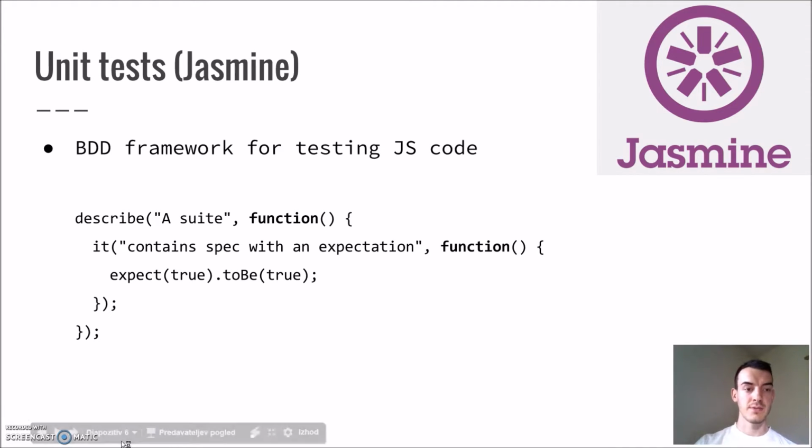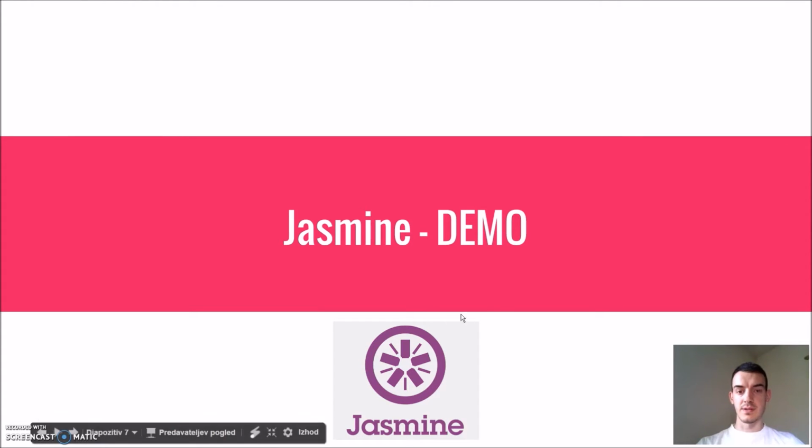If we take a look at this example, we have a describe block. With this describe block we group some tests together. We give it a description, for example a suite. And a test begins with the it function. So it contains a description with an expectation, and then we have an anonymous function and a statement. This is a really common way to test something. So we compare two values. For example, expect true to be true, and if it gives a true answer, it's okay, and false is not okay, for example.